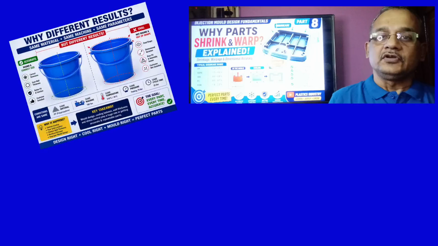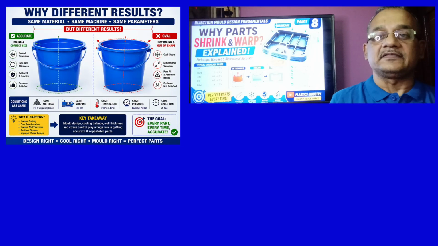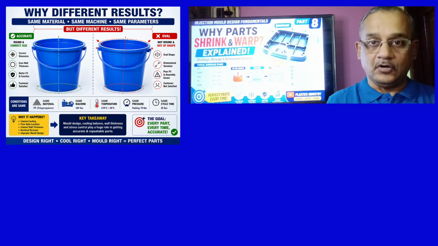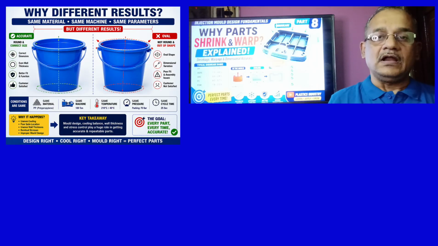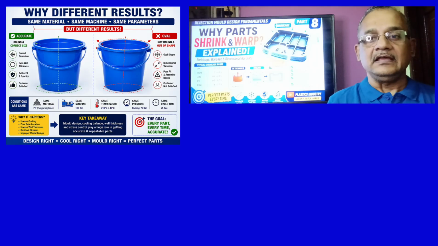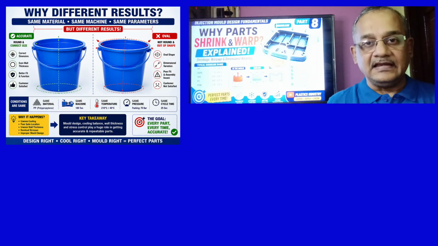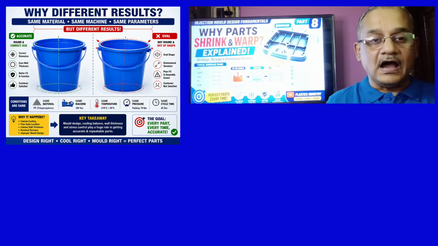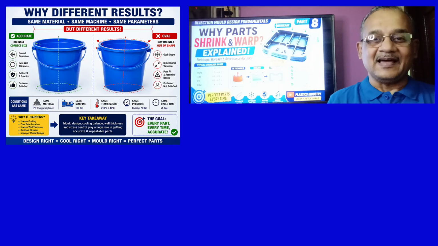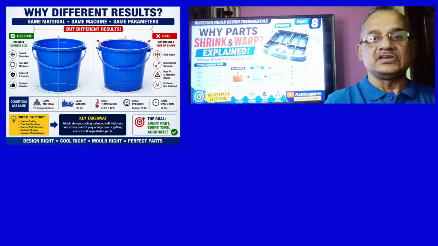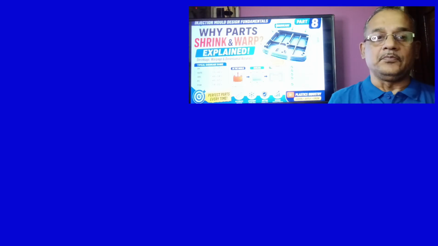Let's begin. Imagine two molds producing identical plastic buckets. Same machine, same material, same operator. Yet one bucket measures correctly while the other is undersized and slightly oval. Why? Because mold design is only one part of the equation. Understanding material shrinkage is equally important.